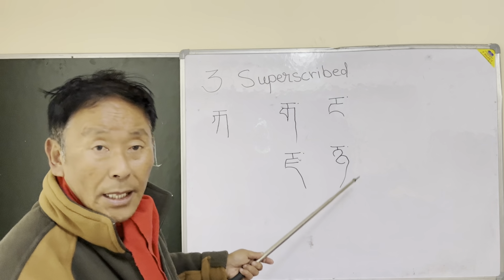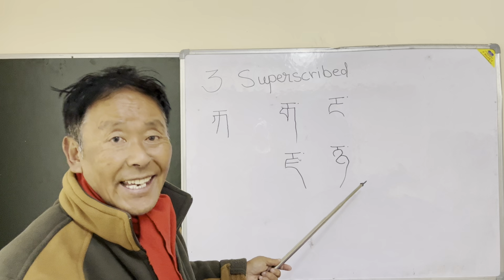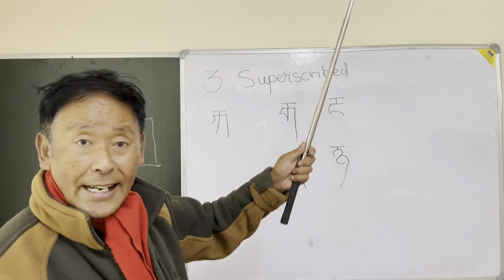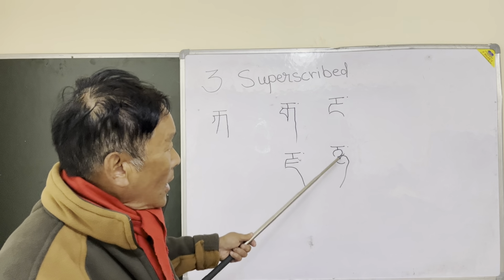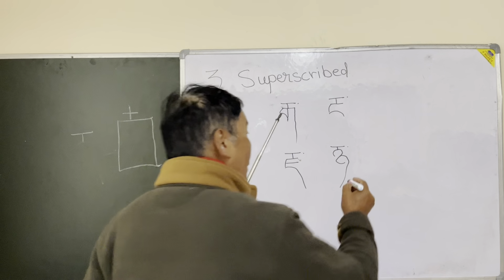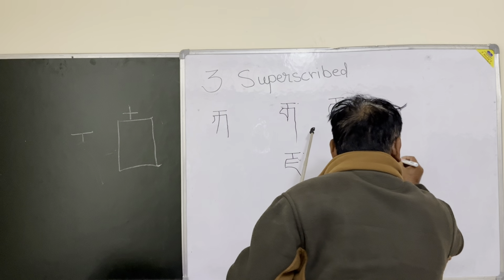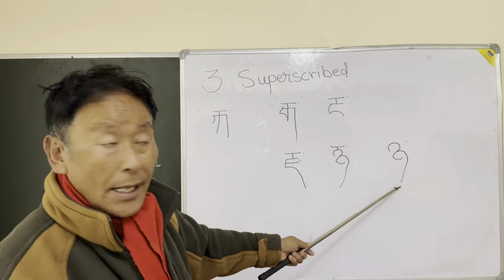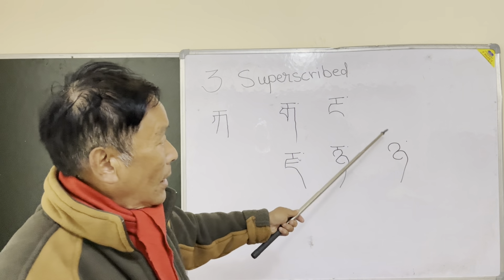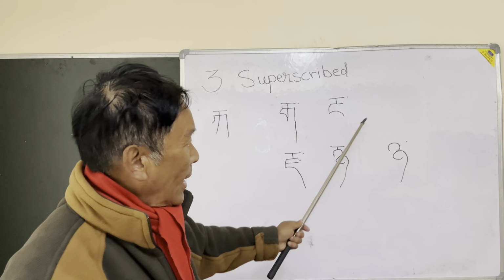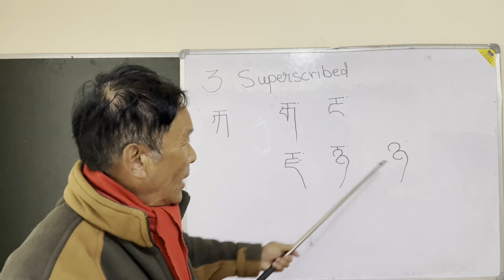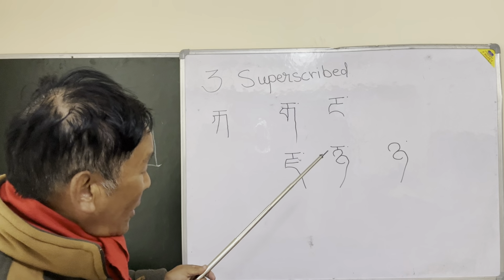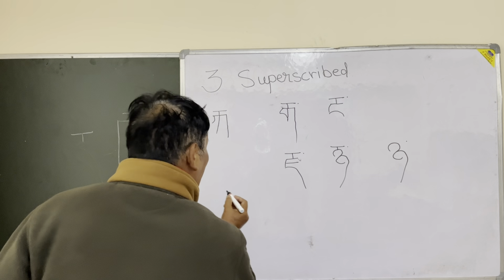Ra, nya, tak, nya. Again high tone. Ra, nya, tak, nya. Nya, nya, nya. Cha, cha, ja, nya, nya, ta.